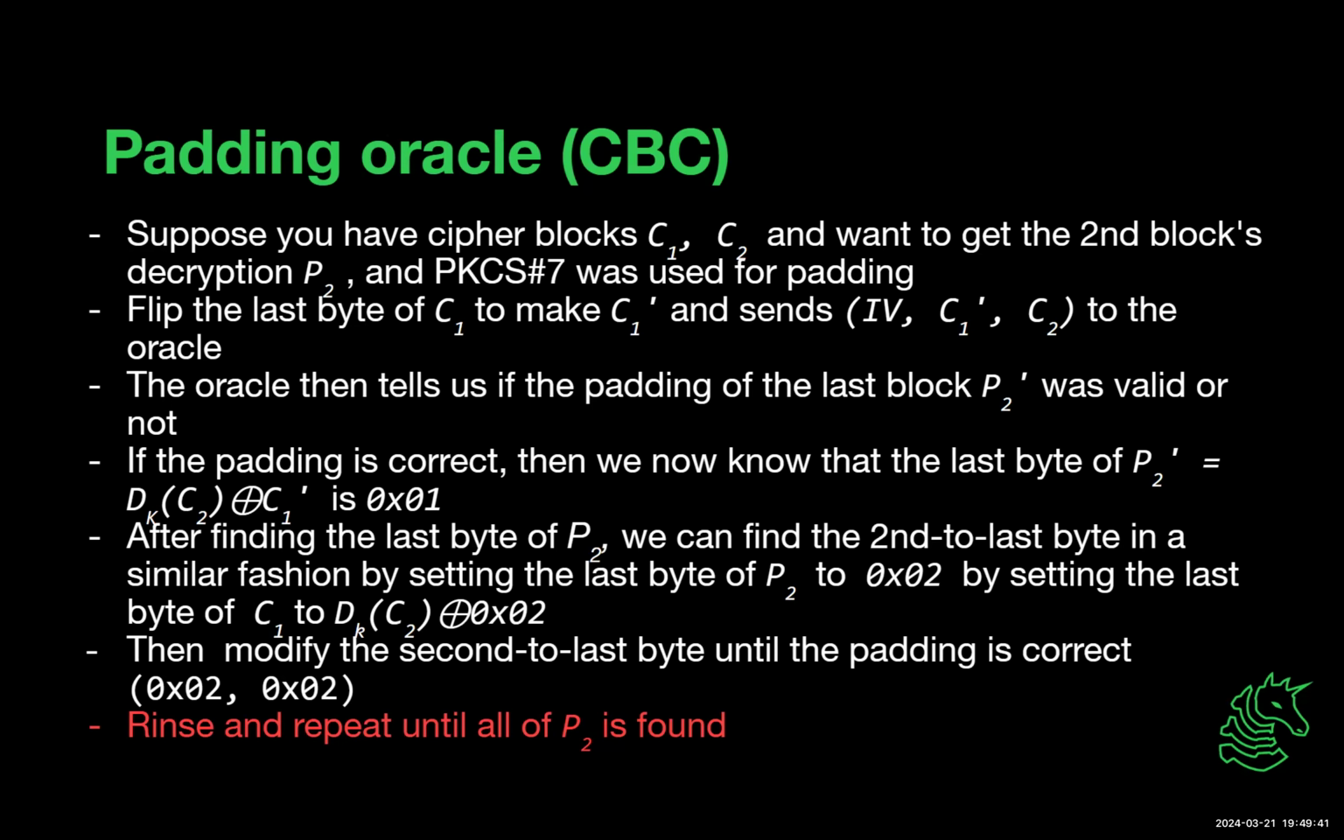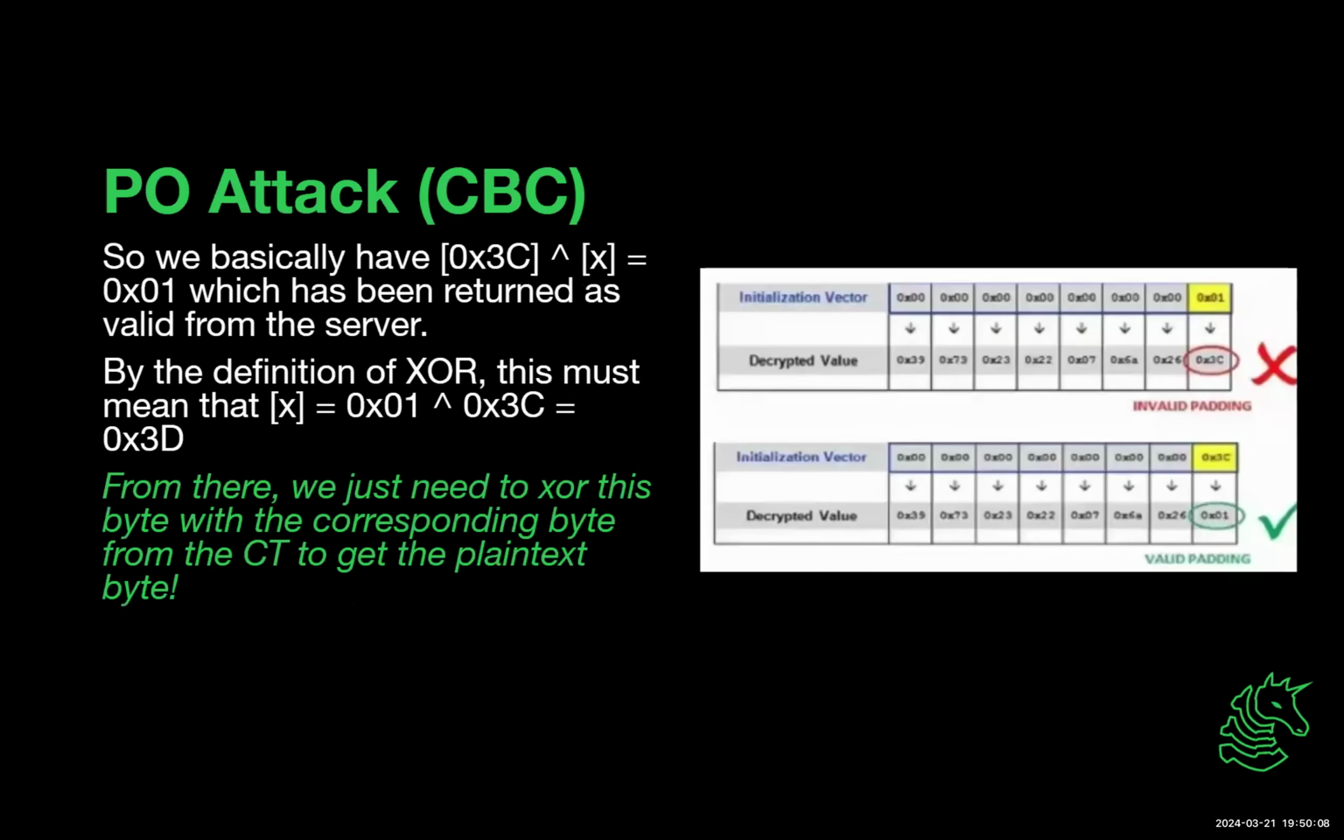Let's say that, right? So after you found the last byte of P2, you can then find the second to last byte in a similar fashion by setting the last byte of P2 to 0x2. And you set the last byte of C1 to D_K(C2) XORed with 0x2. And you modify the second to last byte until the padding 0x02, 0x02 is actually returned. And you keep repeating this going backwards to reveal what the plaintext block is.